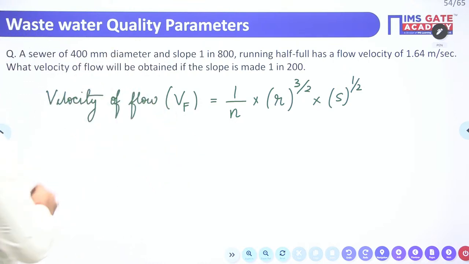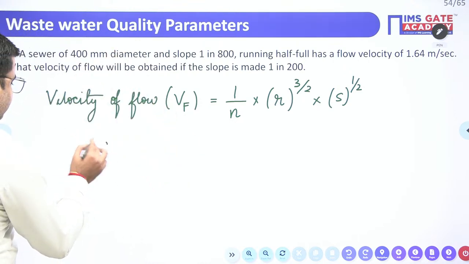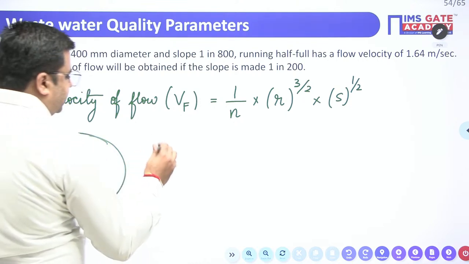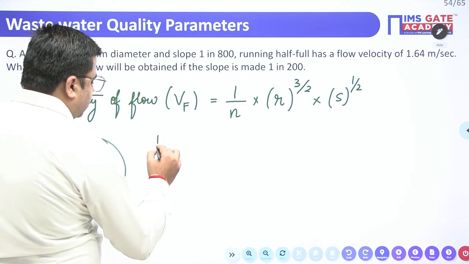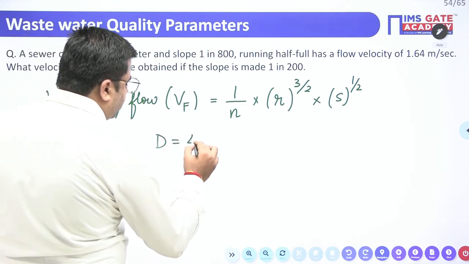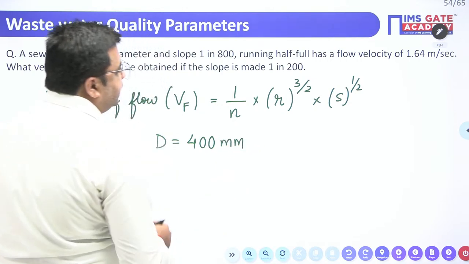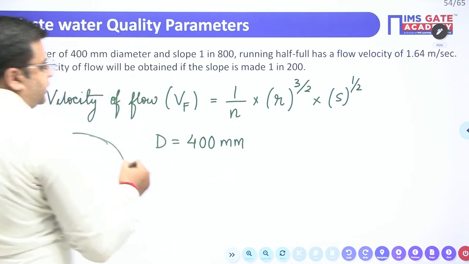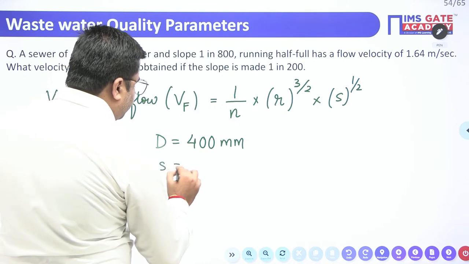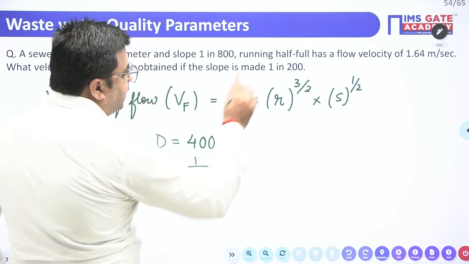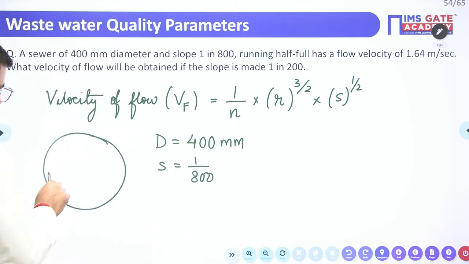For this question, we are given a 400 mm diameter sewer. So the diameter of the sewer, capital D, is given as 400 mm. The slope is 1 in 800. It is running half full.